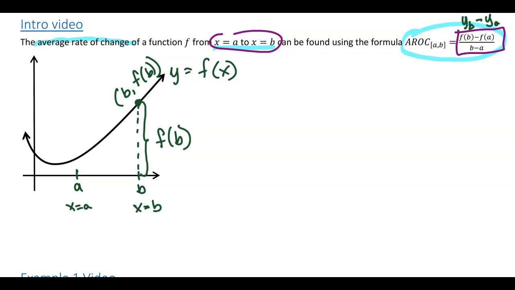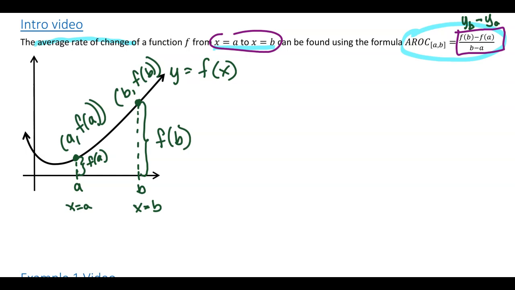So we're taking this y value, f of b, and subtracting off the y value when x equals a. We're going to repeat this process, but go back to a, and say, okay, we hit the curve a lot sooner. We have a smaller y value, and we hit at the point (a, f of a). Remember, f of something is always your y value. So this vertical distance is my f of a. But what we're being asked to do is subtract f of a from f of b.